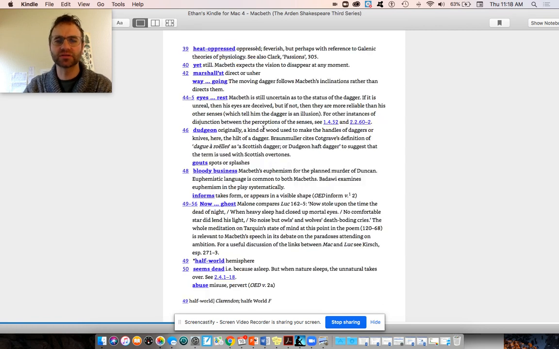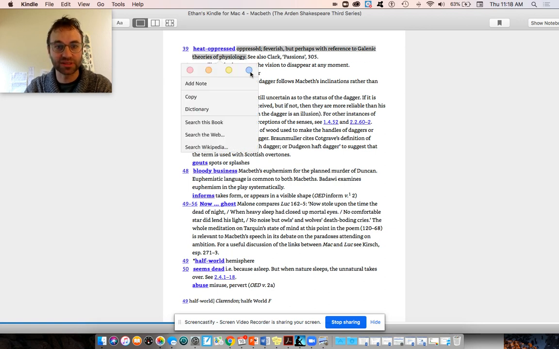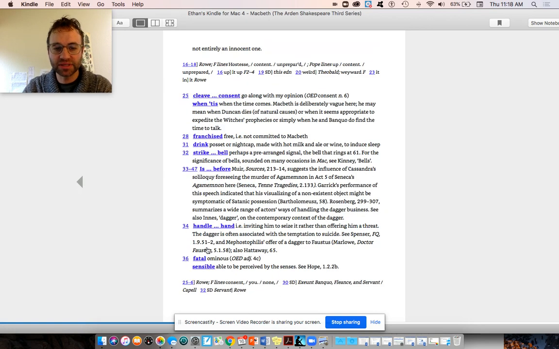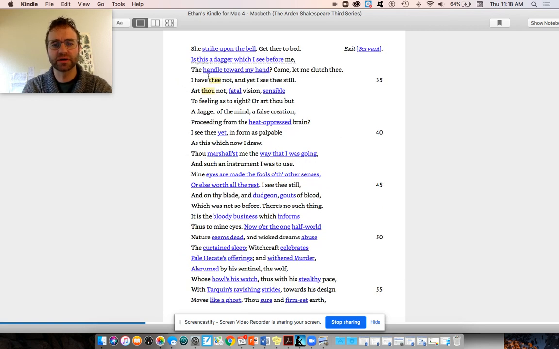Let's see what the editor of this Arden edition says. It means oppressed, feverish, but perhaps with reference to Galenic theories of physiology. And what that means is Macbeth is thinking about, they had this belief in the idea that your emotions had to do with this balance of fluids in your body, and that when you were feeling angry or violent, you had maybe too much heat. Anyway, he's still talking to this dagger.